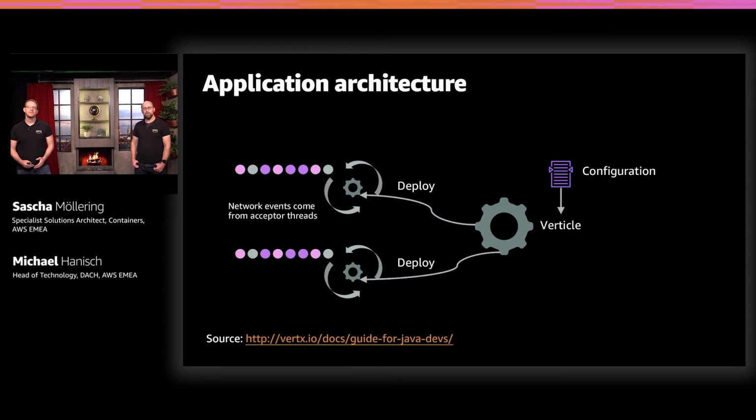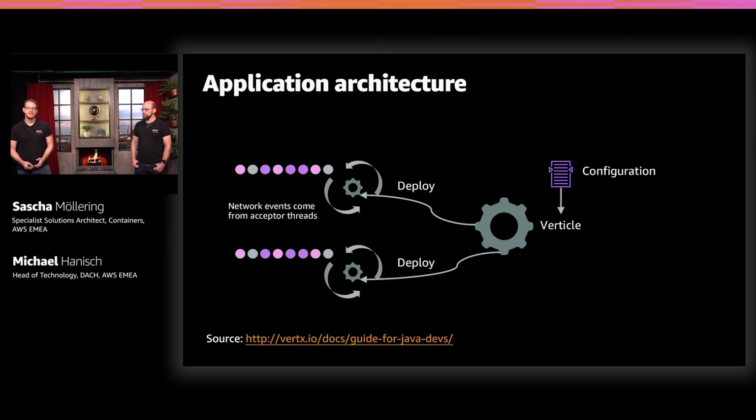And a verticle can be passed some configuration because you need, for instance, credentials or network addresses to access external systems. And the verticle can be deployed several times. So this is really important. This is inside of your container, so you have a fine-grained mechanism to scale your application as well. So you can scale on multiple layers here.